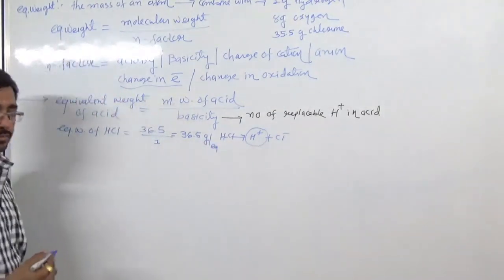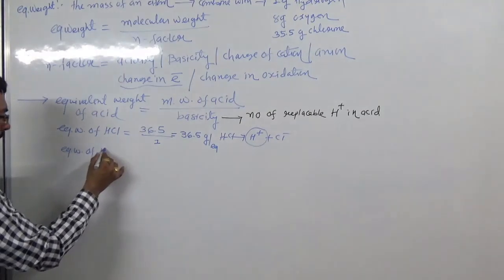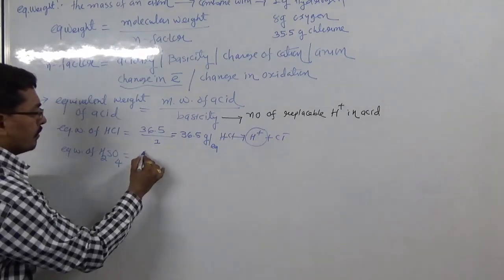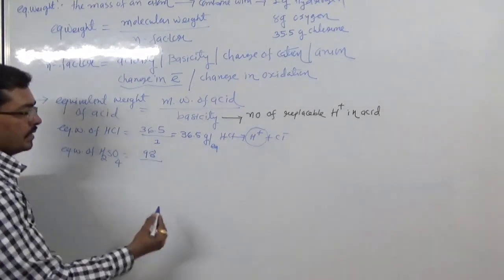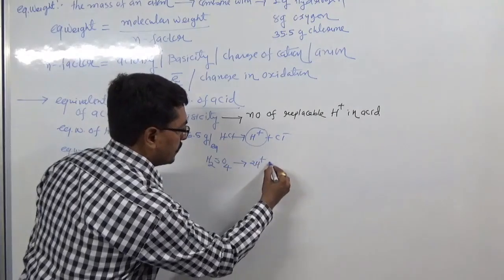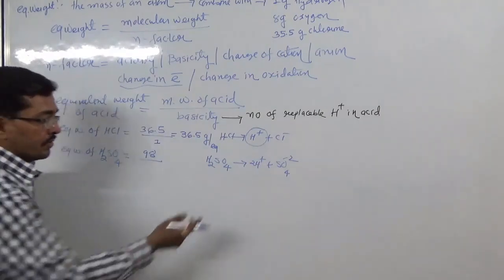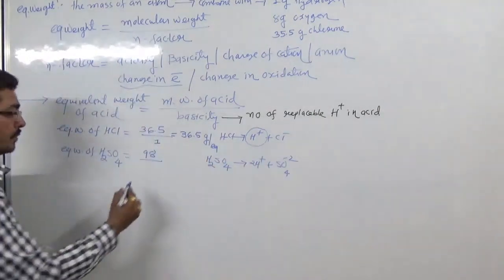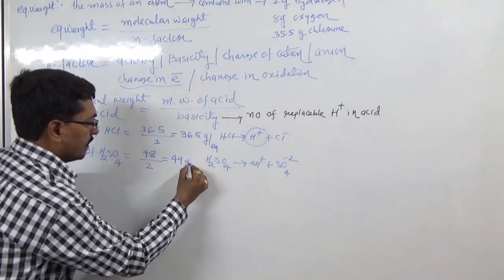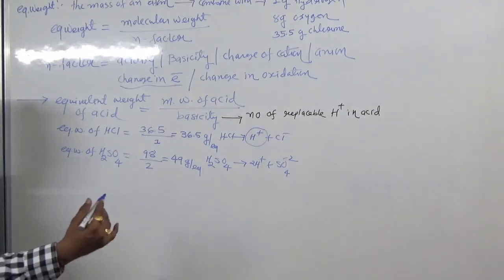Now for the equivalent weight of an acid, we can take sulfuric acid. If you want to find the equivalent weight of sulfuric acid, the molecular weight is 98. You can observe that the number of replaceable H plus ions in sulfuric acid is only 2, or the number of hydroxyl ions required to neutralize these H plus ions is 2. So basicity will be 2. So 98 divided by 2 gives 49 gram per equivalent. In this way we can find the equivalent weight of different types of acids.